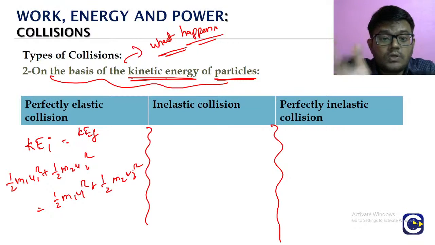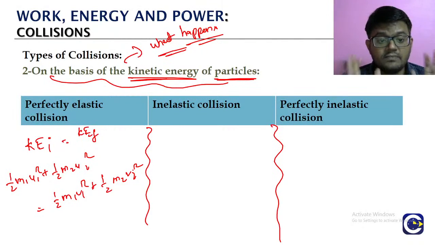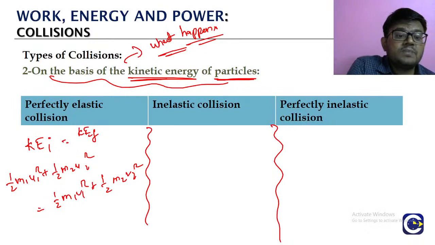But the total kinetic energy of all the particles before the collision, half m1 u1 square plus half m2 u2 square, will be equal to the total final kinetic energy of the particles. If that is so, then we call this a perfectly elastic collision. This is only possible in theoretical cases.